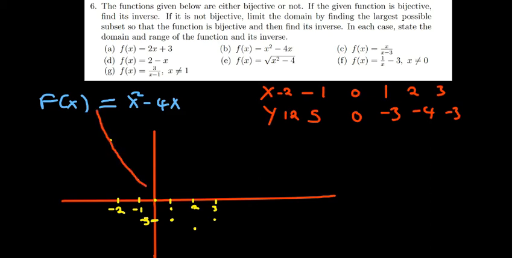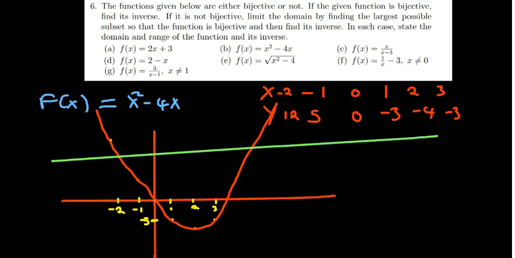Obviously this function is going to come out like this. You know that's the way a quadratic function comes out. So if you draw a horizontal line, it's going to cut the graph at 2 points. That already in itself tells you that the function is not one-to-one, making it not to be bijective.